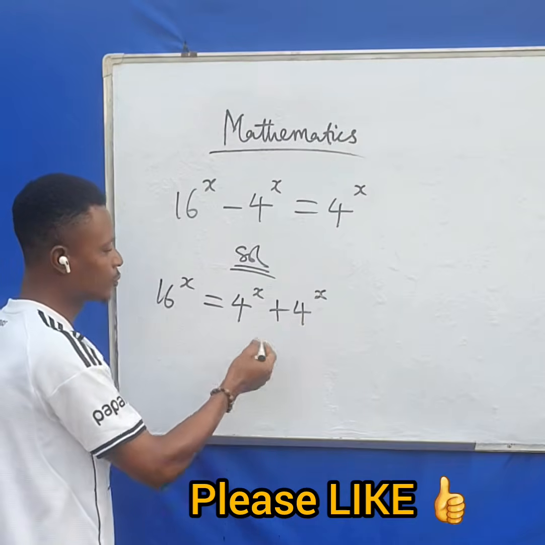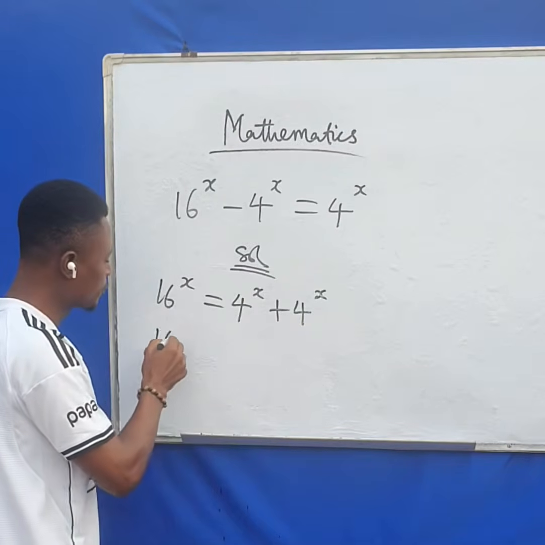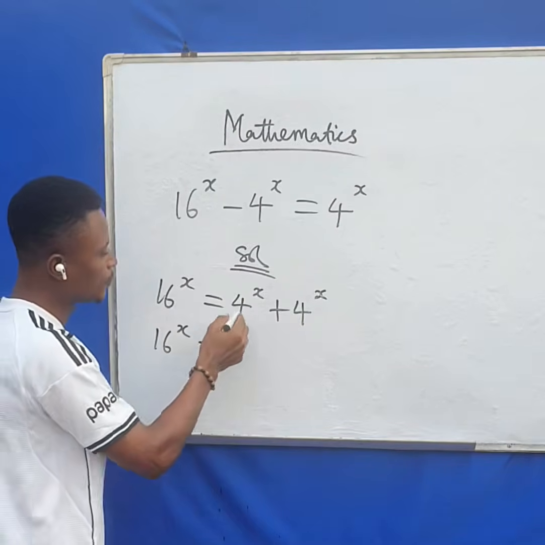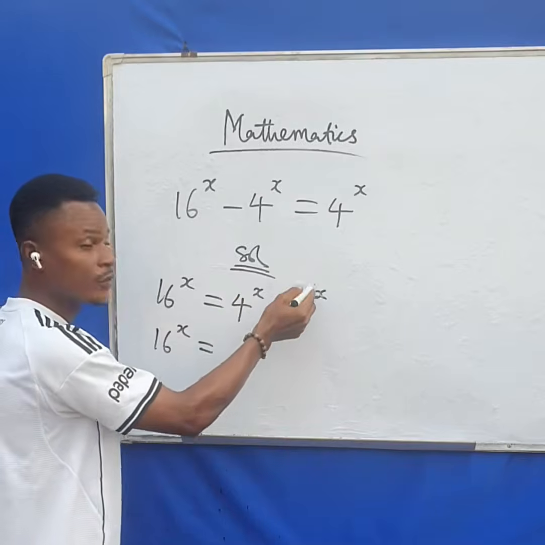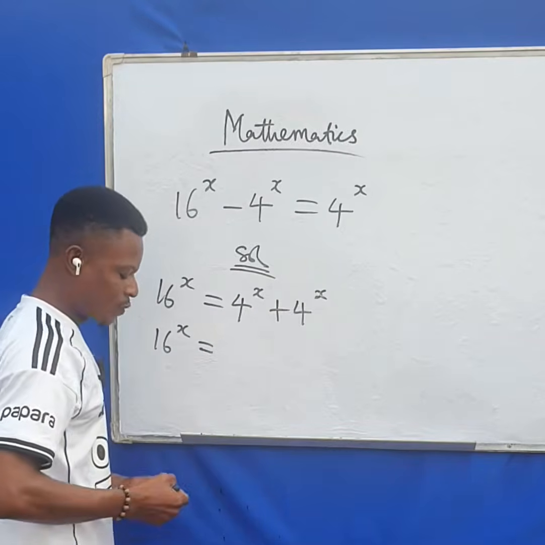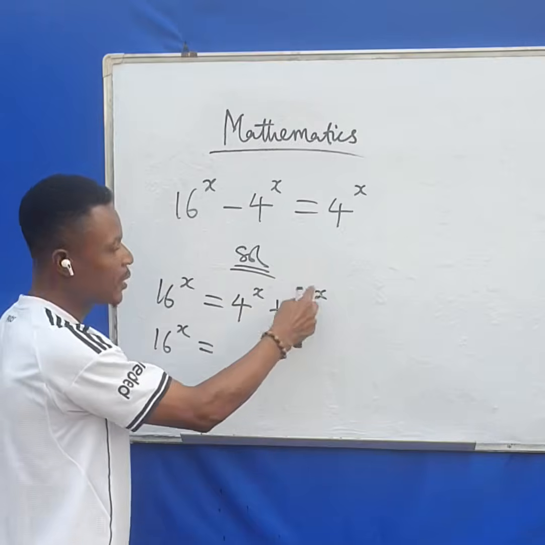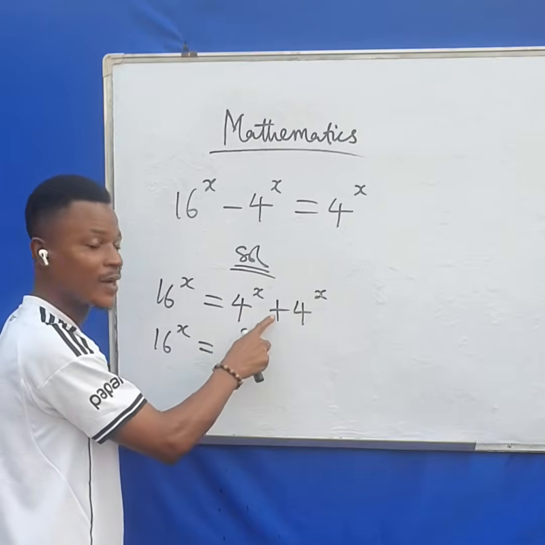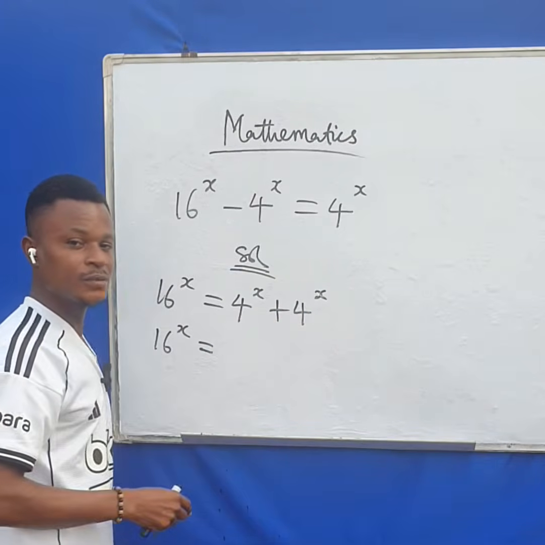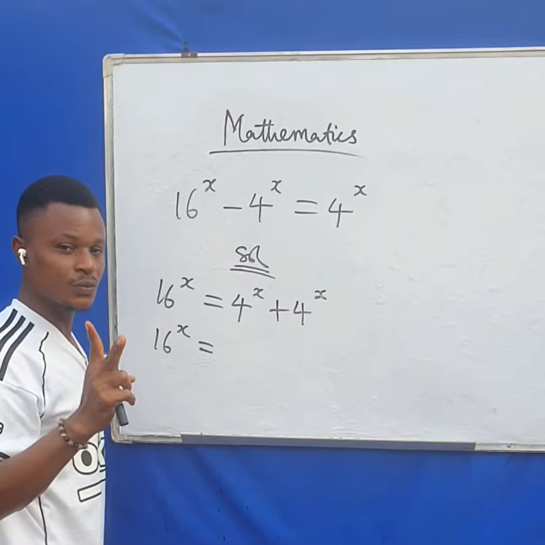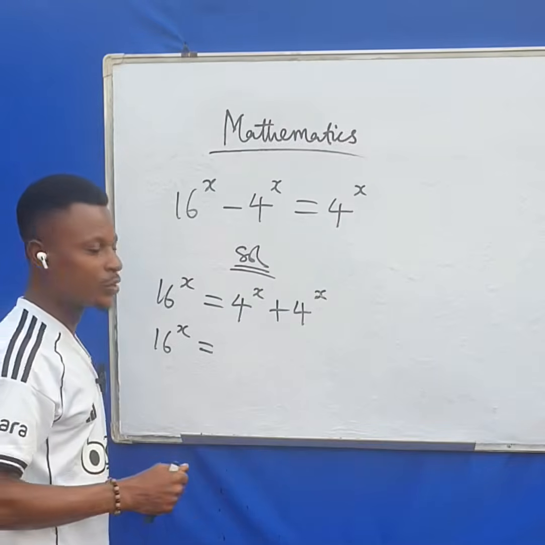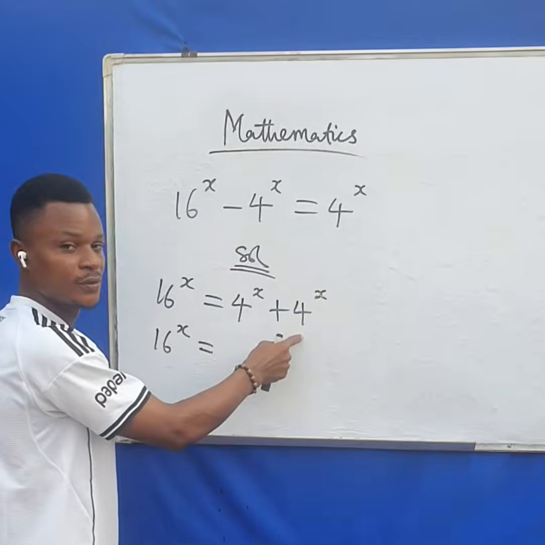Now let us add these two. We have 16 raised to the power of x equal to 4 raised to the power of x plus another 4 raised to the power of x. Now, because these two are exactly the same and we are adding them, this is the same thing as multiplying one of them by 2. Why we are multiplying by 2 is because they are just 2 in number.